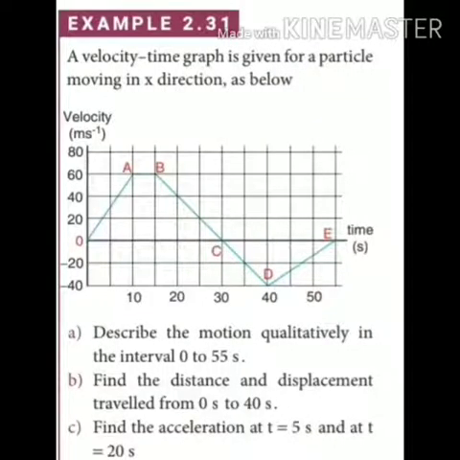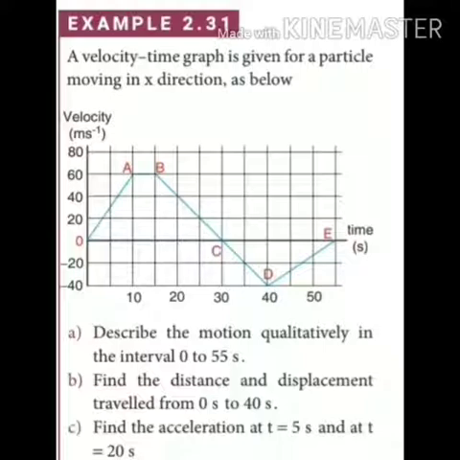A velocity time graph is given for a particle moving in the x direction as below. First, describe the motion qualitatively in the interval 0 to 55 seconds. Second, find the distance and displacement traveled from 0 seconds to 40 seconds. Third, find the acceleration at t is equal to 5 seconds and at t is equal to 20 seconds.